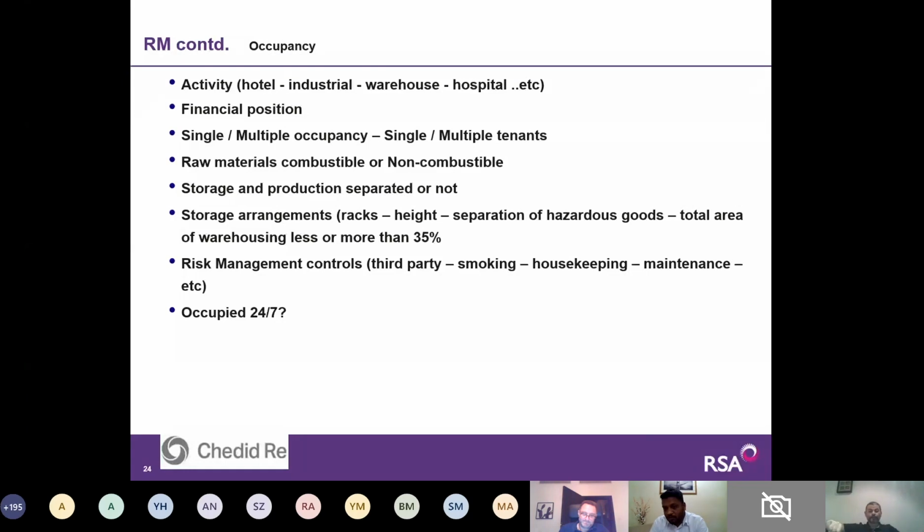Is it on rack? Is the storage insured in the policy higher than 35%? We will not say no, but we will treat it in a different way. Risk management control. We have third parties visiting us on a daily basis. We have contractors coming from outside, suppliers, we have our customers. Which control for customers, suppliers, visitors?